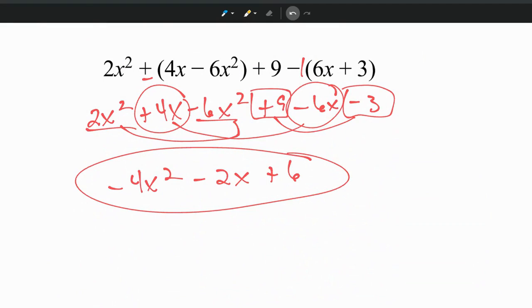And finally, for this last one, we've already got it in the right order because we have an x squared, an x, and an x to the 0.